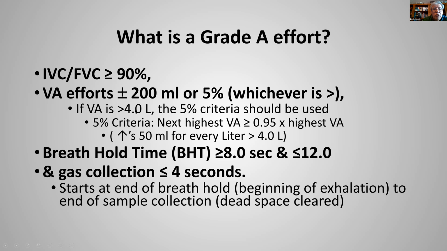The cutoff for that is at 4 liters. 5% of 4 liters is 200 milliliters. So for anything above alveolar volumes of 4 liters, you need to use the 5% criteria. It's pretty easy to do, because you take the next highest alveolar volume, which should be greater than or equal to 0.95 of the highest one. It increases about 50 milliliters for every 4 liters. I put little spreadsheet tables on every computer in the lab. If they put in the next highest volume, they can just punch in that number, hit enter, and it tells them what the highest acceptable alveolar volume is.